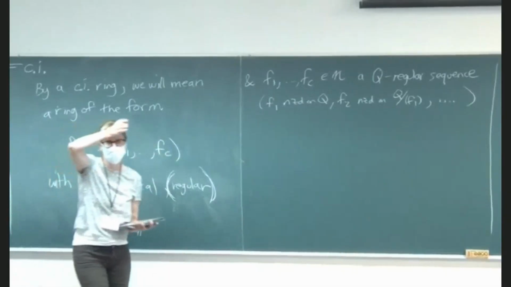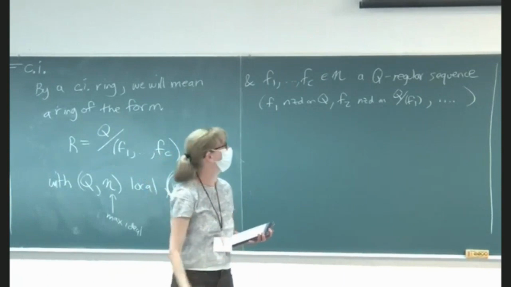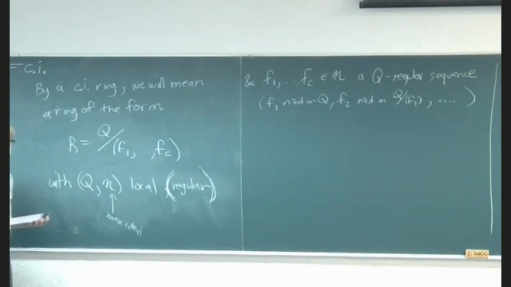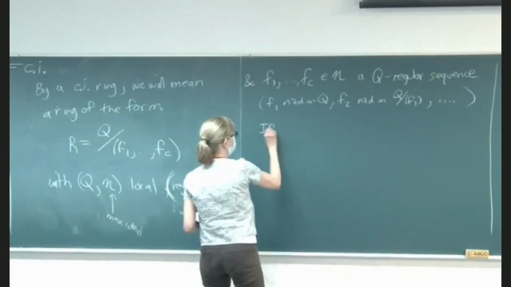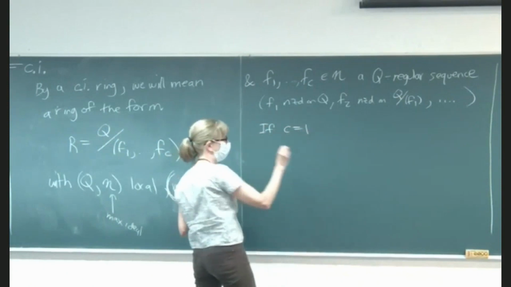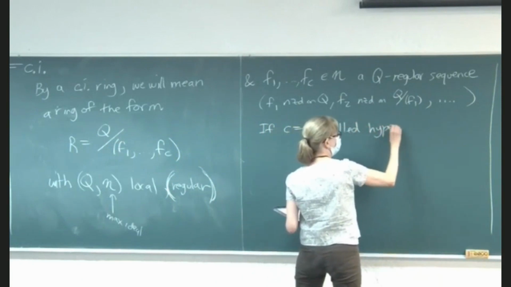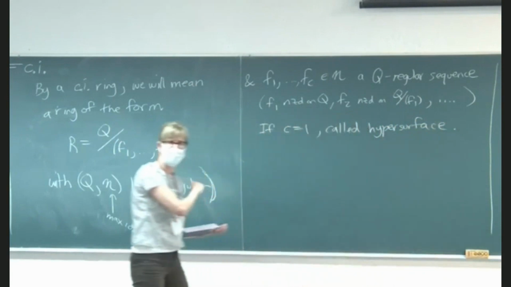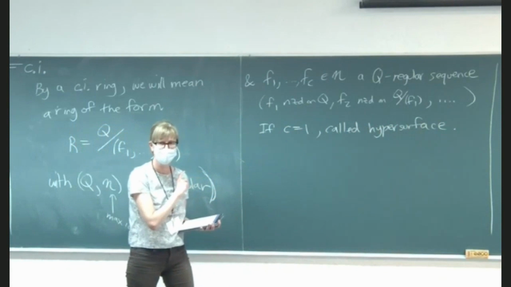It does not have to be a maximal regular sequence. It could be just one thing, even. In fact, if C is 1, if I just have one equation, it's called a hypersurface. And now this is the one point in the entire week where everybody in the room who's a geometer and an algebraist is happy.